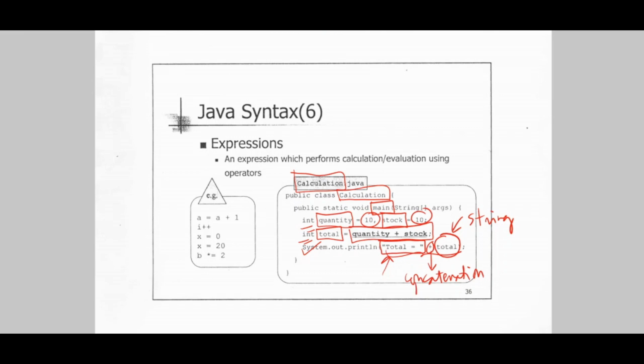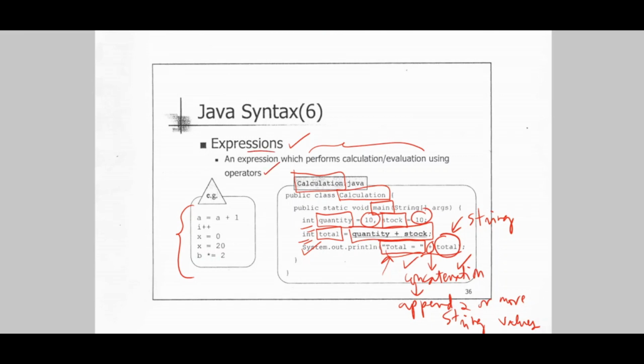Okay, so when you concat, it's like you append two or more, in this case, two or more string values. Now, what we have here on the left side are examples of expressions. What is an expression? It performs calculation or evaluation using operators.